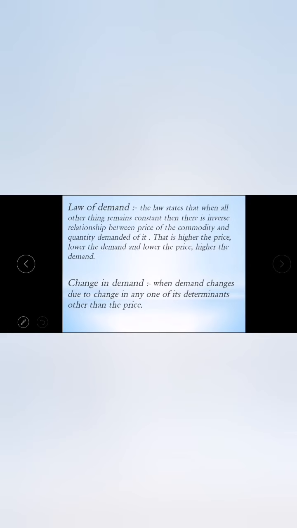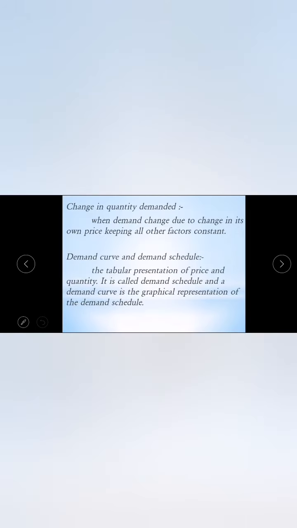Okay, next we are moving to change in demand. Change in demand is when demand changes due to a change in any one of its determinants other than the price. So when your goods' price increases or decreases, or when your income increases, it will be a change in demand. Next is change in quantity demanded.